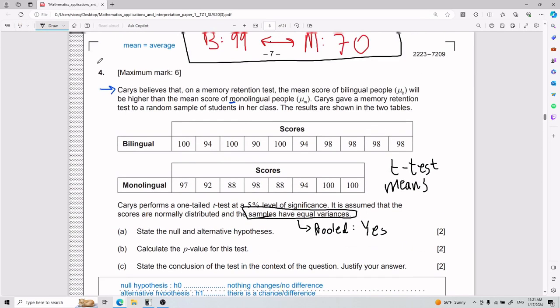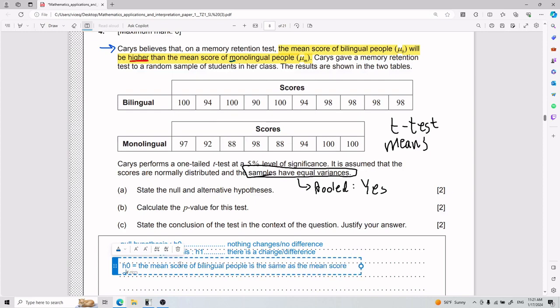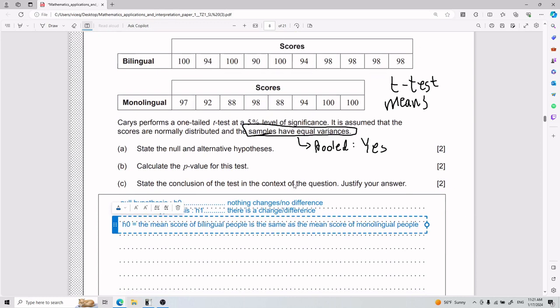So, in this context, Caris believes that the mean score of bilingual people will be higher than the mean score of monolingual people. What's the keyword here? Higher, okay? So the null hypothesis in this context, for H0, we're going to state that the mean score of bilingual people is the same as the mean score of monolingual people, okay? So that's how you would define H0.